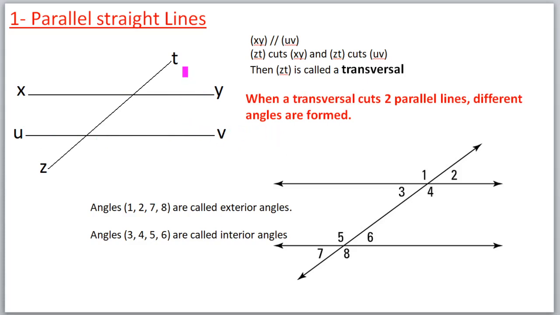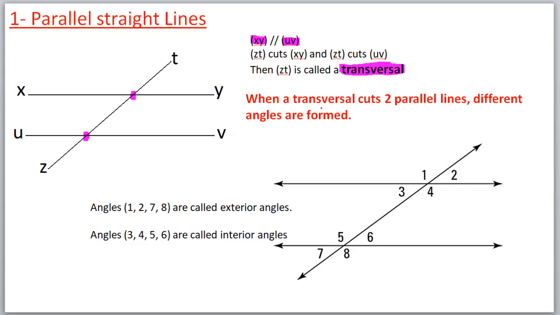The line cutting the two parallel lines, which is called ZT, is called the transversal line. So XY is parallel to UV. This is the sign of parallel. ZT cuts XY in two points, here and here. This line ZT is called the transversal line. So when a transversal line cuts two parallel lines, different angles are formed.